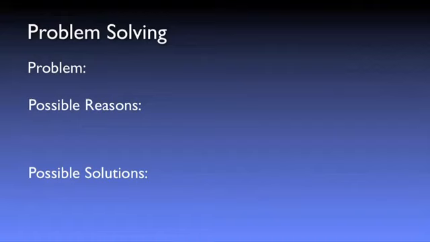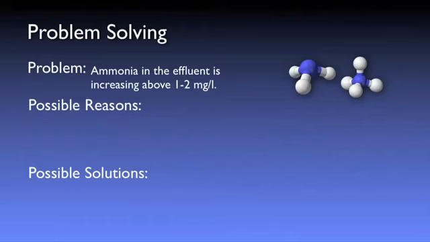During your routine operational sampling, you notice that the ammonia in the effluent is beginning to rise above 1 to 2 milligrams per liter. Let's think about what could be causing this. We know that nitrification is an oxygen-hungry process. Perhaps the aeration is insufficient.